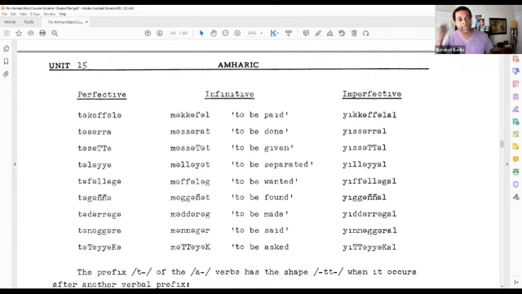Takafala is in the perfective form, so it has that ta prefix. Everything's normal there. But when you go to the infinitive, you change the prefix to ma, and then that first consonant gets doubled. Makafal. Or in the imperfective, you have the y prefix, so it's yakaflal. So again, doubling of that consonant as you go from the perfective to either the infinitive or the imperfective. And that's because the ta prefix is being changed to ma or ya.